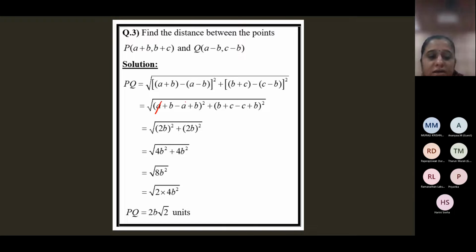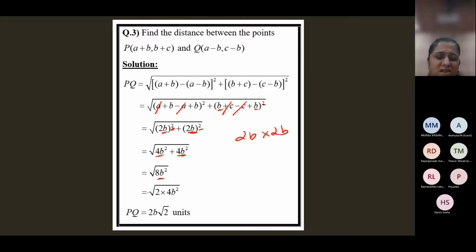So a minus a gets cancelled. So b plus b is 2b, 2b the whole square. Here plus c minus c cancels. B plus b is 2b, the whole square. So now this is 4b square because it's 2b into 2b. And again, 2b into 2b is 4b square. So 8b square.